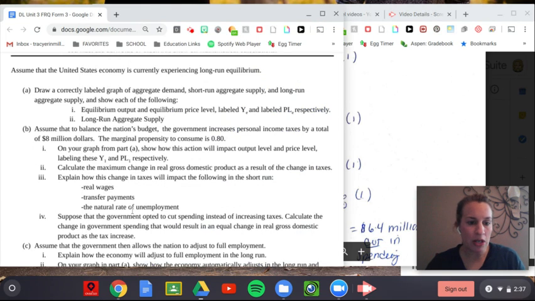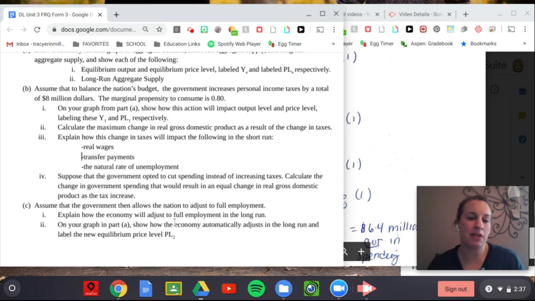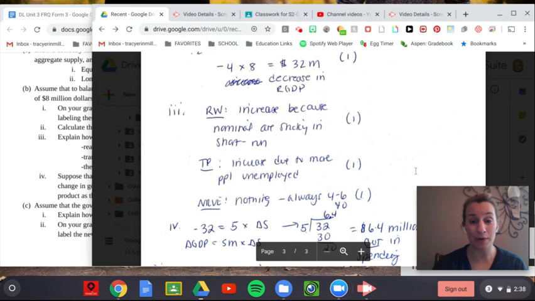Moving to part 4, we said that suppose that the government opted to cut spending instead of increasing taxes, calculate the amount of spending that would be required to result in an equal change in the real GDP. And this was tricky because you had to do some division that maybe you were a little uncomfortable with doing, and it wasn't a whole number. I have a sneaking suspicion that because our AP exam is going to be 100% FRQ, you got to get ready for maybe some numbers that aren't going to be so tidy. So I was really proud to see so far that people are doing well with this.